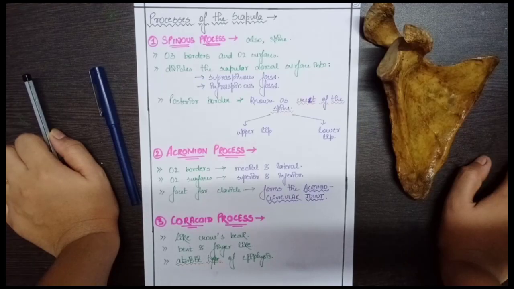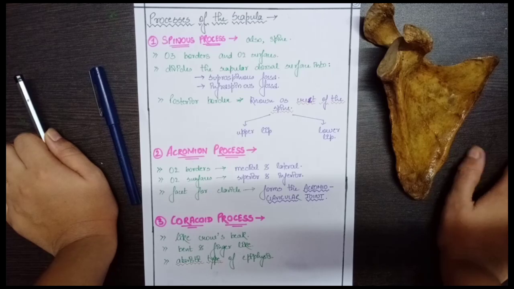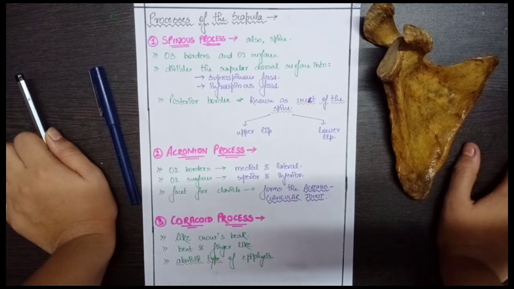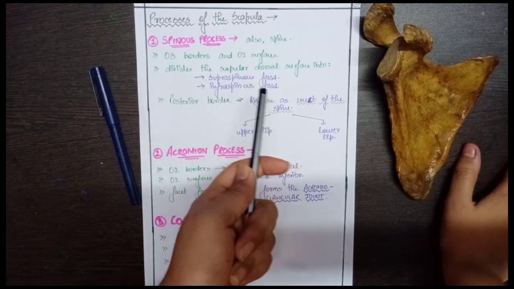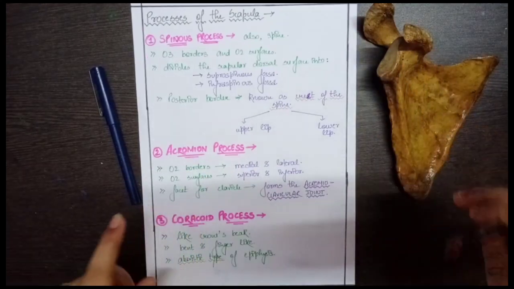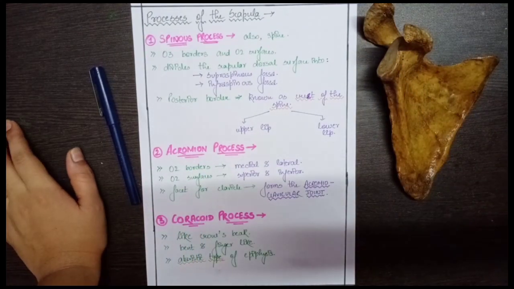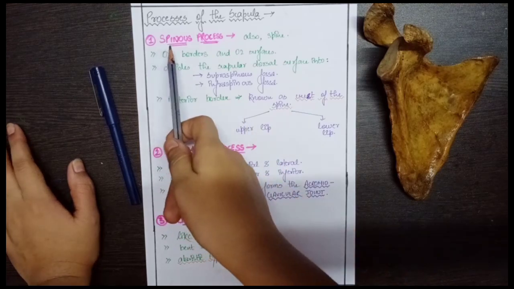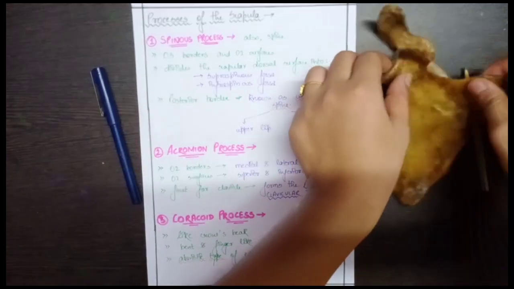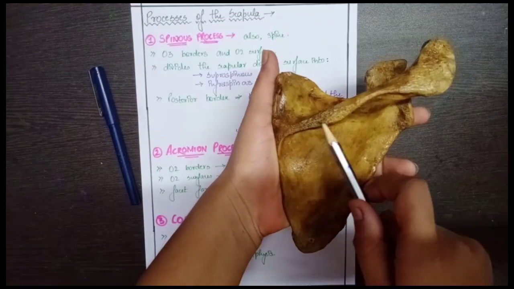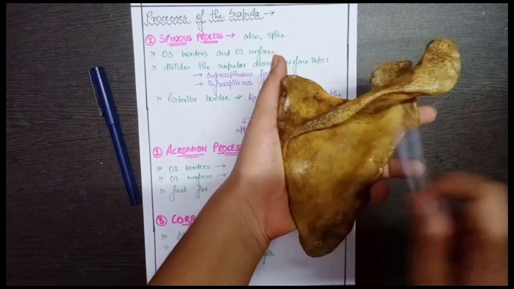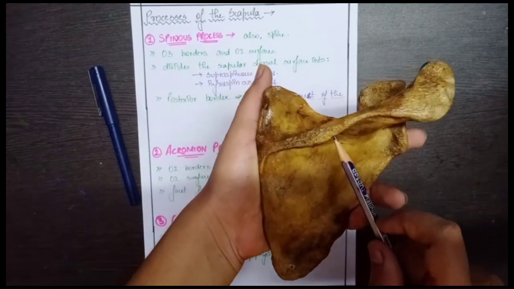As I already told you, processes are very important from the point of view of practicals. So I have made a little bit more detailed notes of them. Let's go through them one by one. The first one is the spinous process. We'll go to the dorsal surface. This is known as the spinous process, the triangular spine, which is also known as spine of scapula.